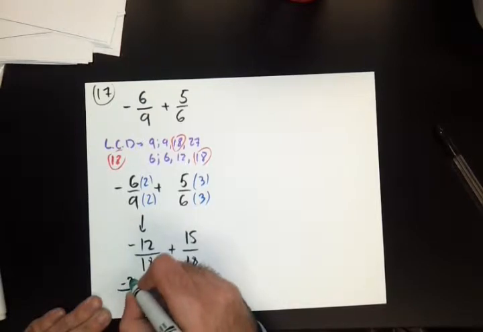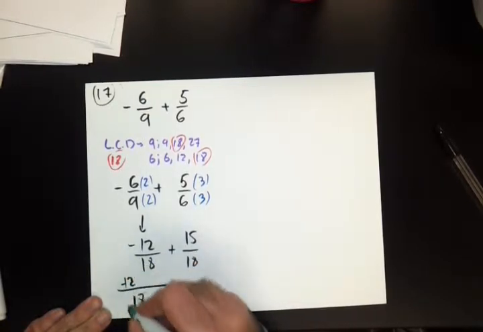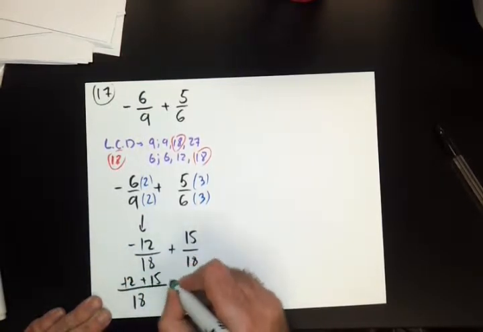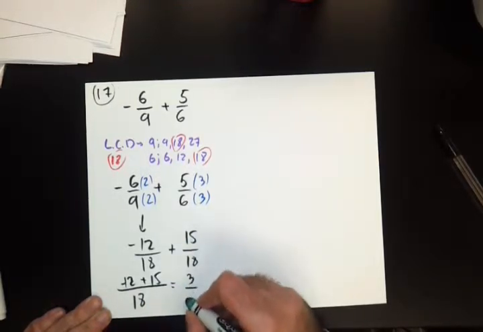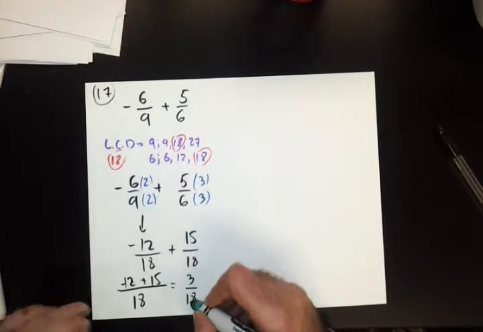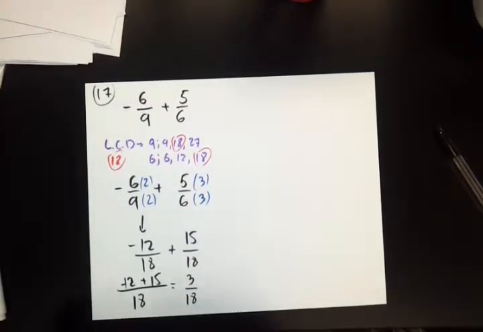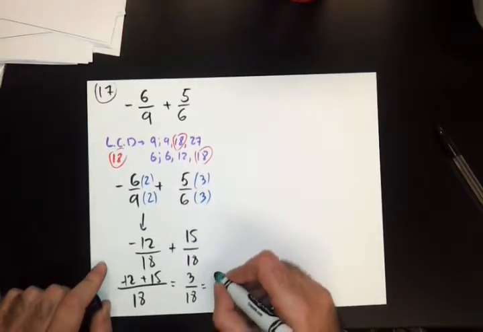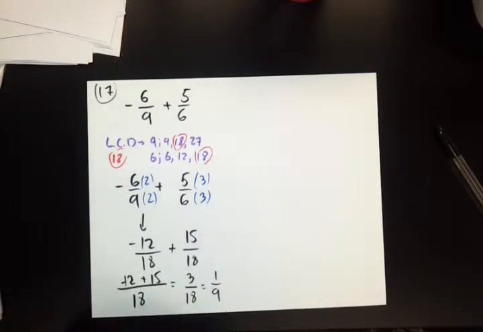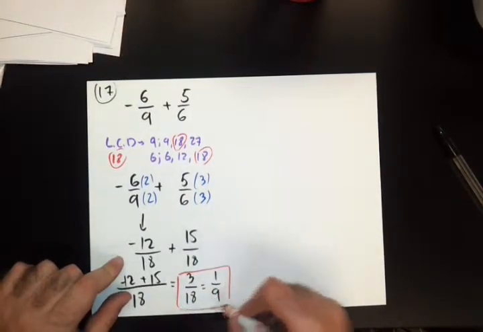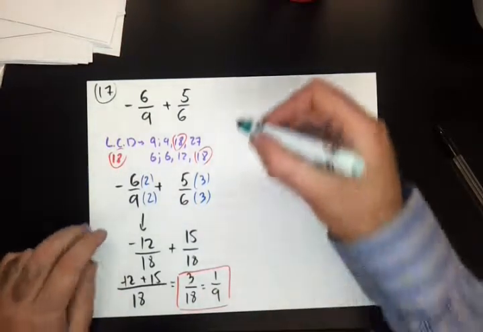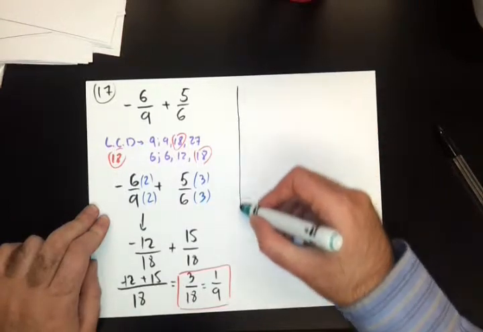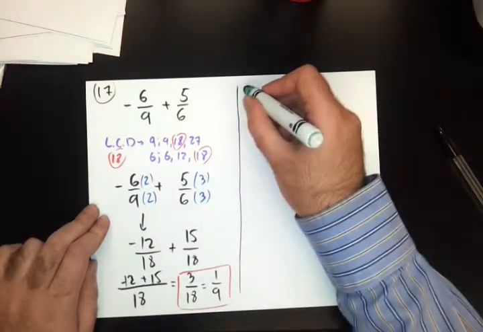Put them over a common denominator. 18, you have negative 12 plus 15. The positive number is bigger. 3 over 18 is the answer for 17. You can, of course, simplify that into 1 over 9 if you choose to. For me, if you gave me either one of these answers, I would be okay with it on the quiz. I obviously prefer the simplest form, but either would be fine. 18 is next.